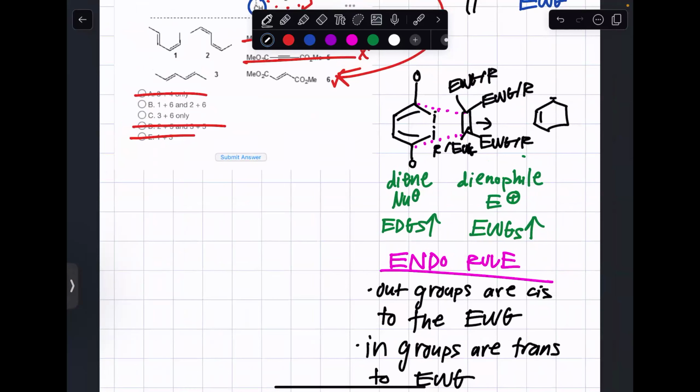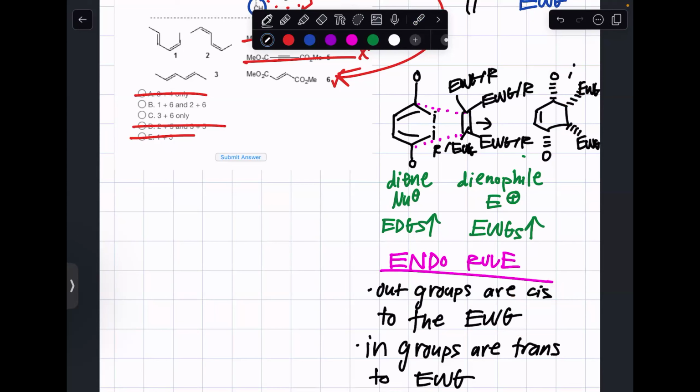So looking at this product here, let's just draw the out groups as dashes. If the out groups are dashes, what would the EWGs on the dienophile have to be if we're following the endo rule? Like let's say we have 2 EWGs, one EWG here and another EWG here. What is the stereochemistry of the EWG if the out groups are dashes? Out groups are cis to the EWG. Is it going to be a wedge or dash? Dash, yeah, dash, right, because they want to be cis to the out group, which we see is a dash right now.